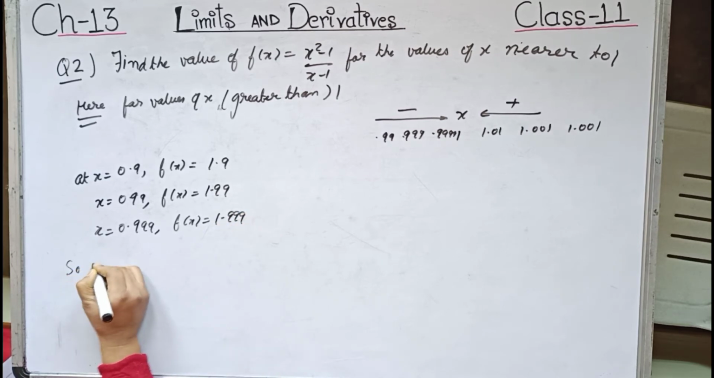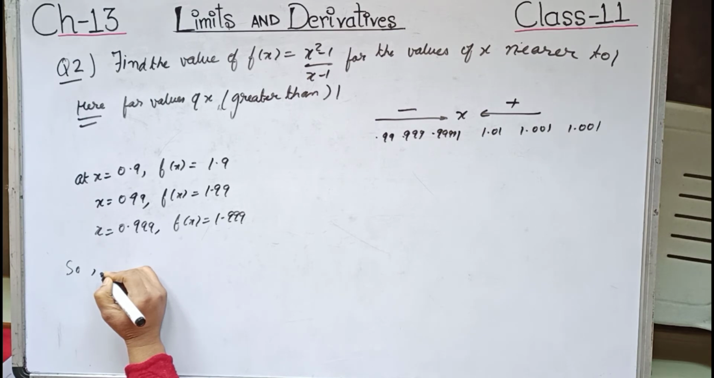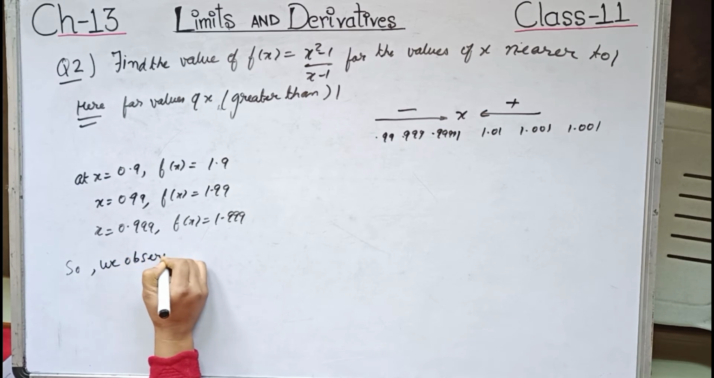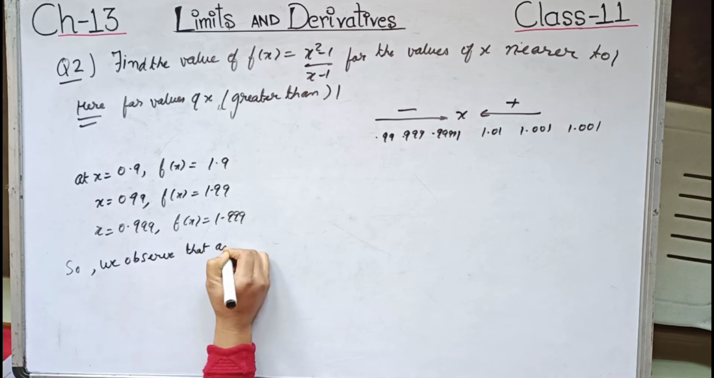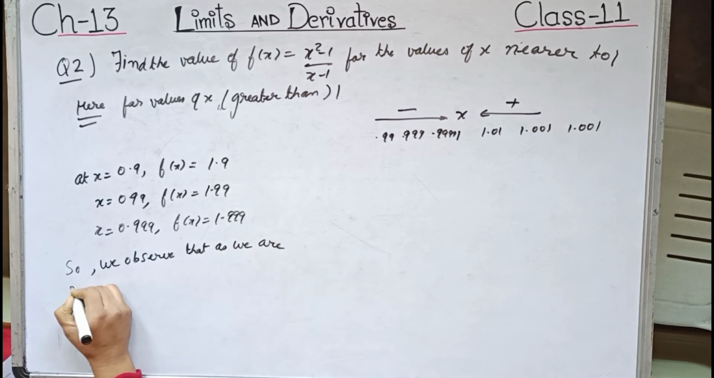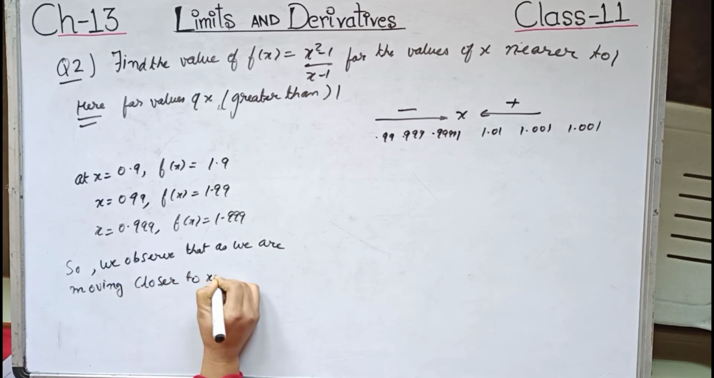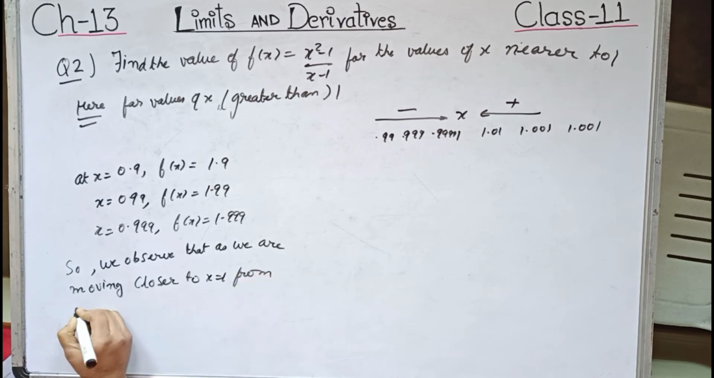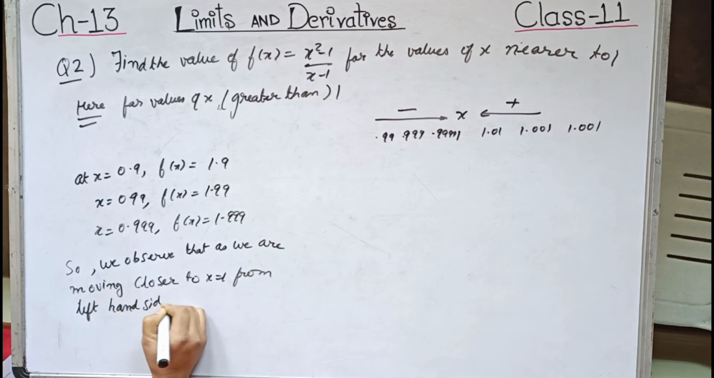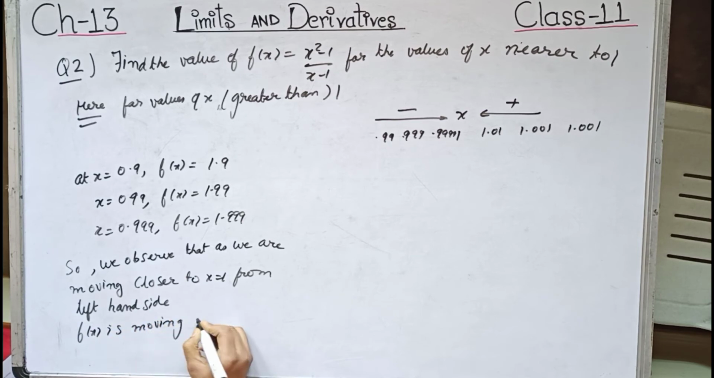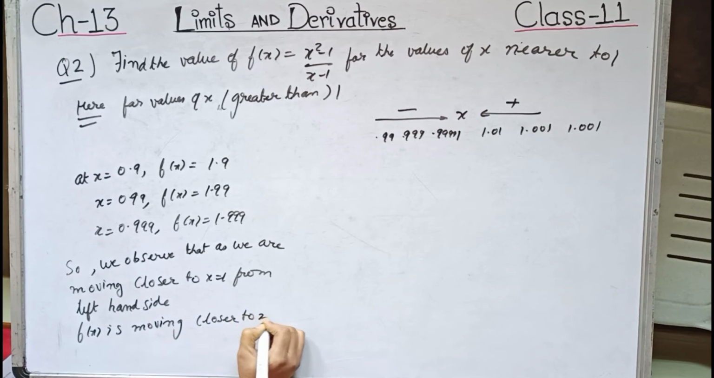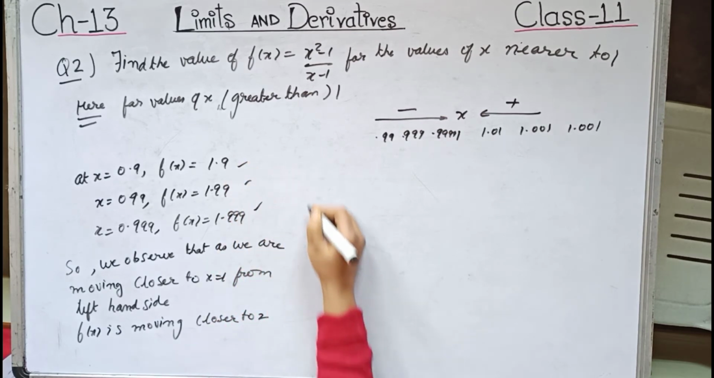So what we observe is that as we are moving closer to x is equal to 1 from left hand side, f(x) is moving closer to 2. These all values are closer to 2.